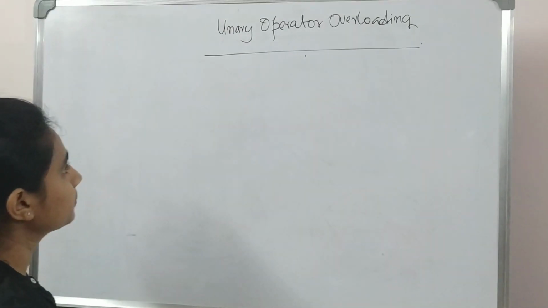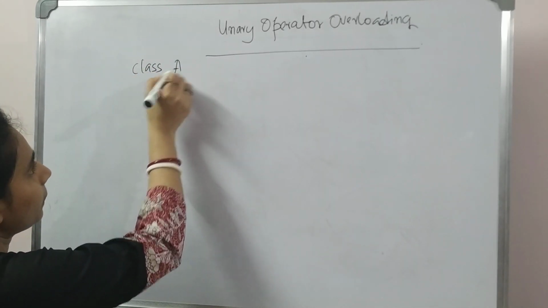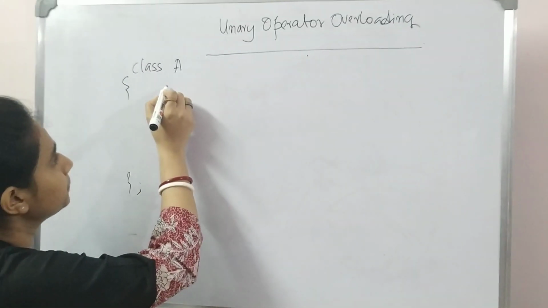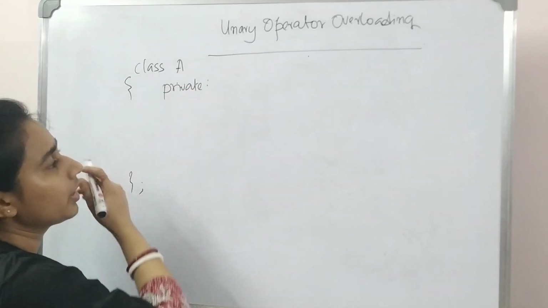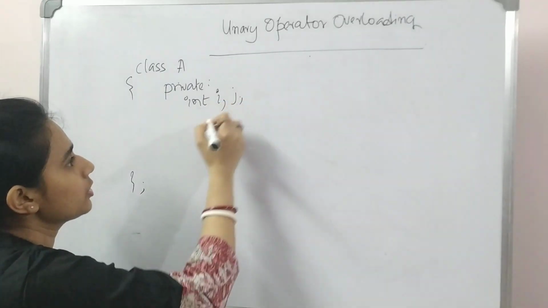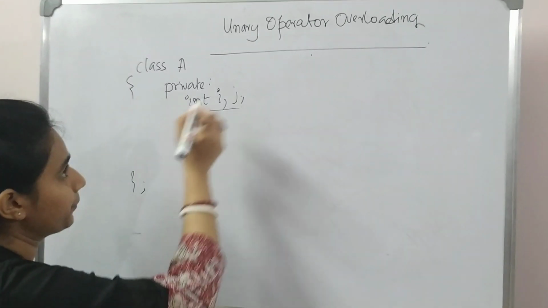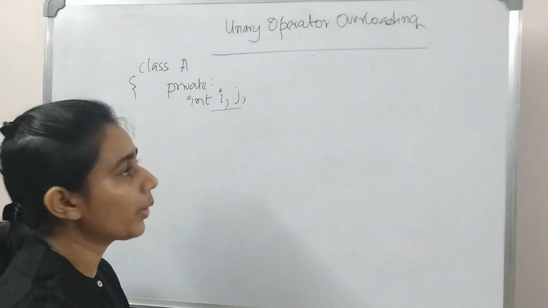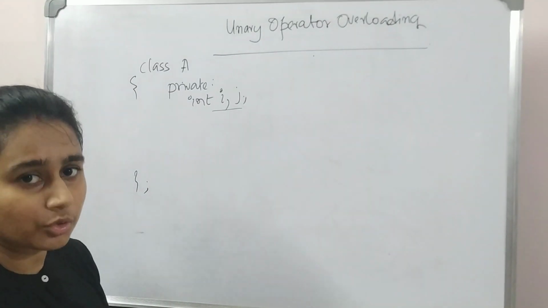Say I have a class A, and in the private access specifier I am writing int i, j. So int i and j are two attributes of class A. Now I am going to write the syntax of operator overloading. I think you know it, as I discussed it in the last lecture. So here again I am going to write the same thing.